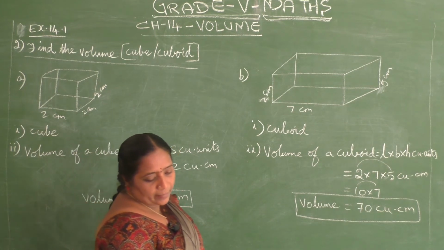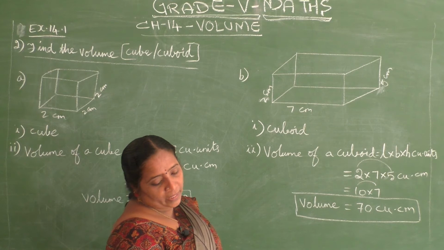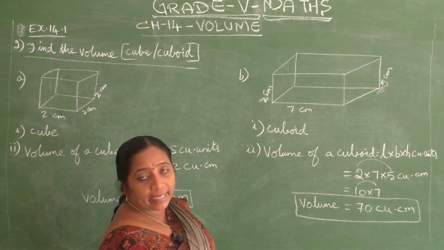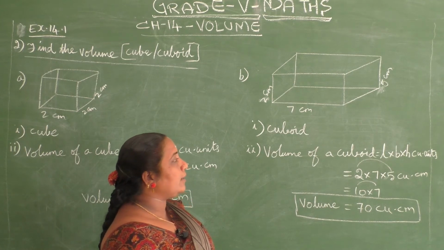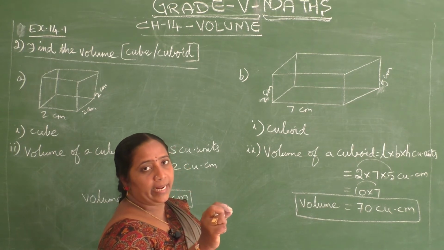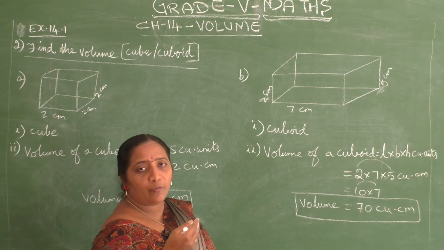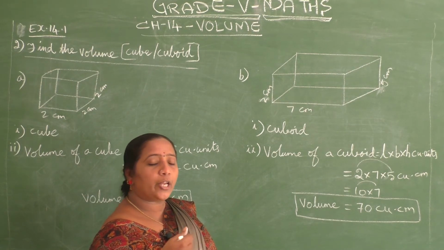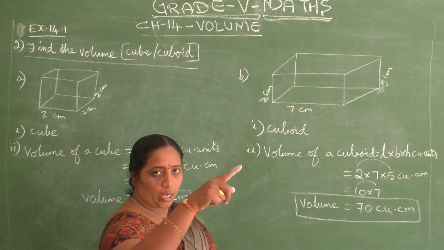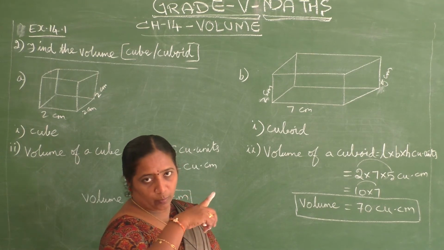See, in the second Roman also they gave 4 sums. I worked out 2 sums here. Remaining 2 sums you can do yourself. And another thing, whenever you are opening chapter 14, you have to write the definition of volume. What is meant by volume? You write the definition of volume. Then you have to write the 2 formulas and box them: volume of a cube, volume of a cuboid.